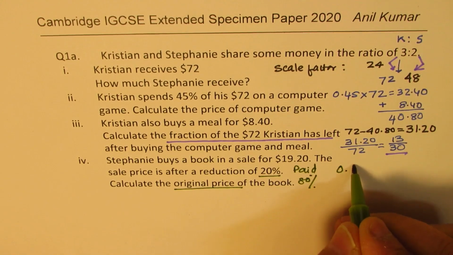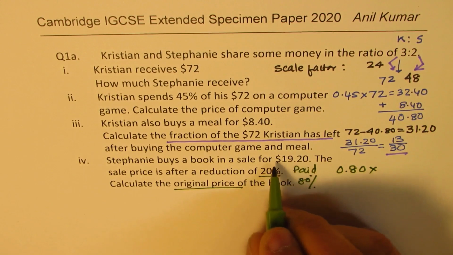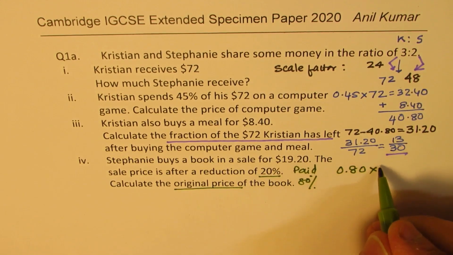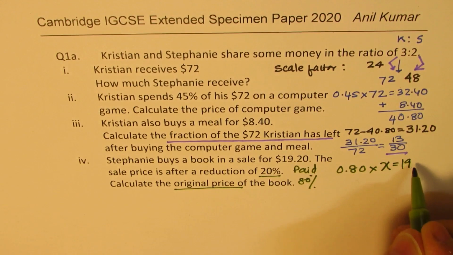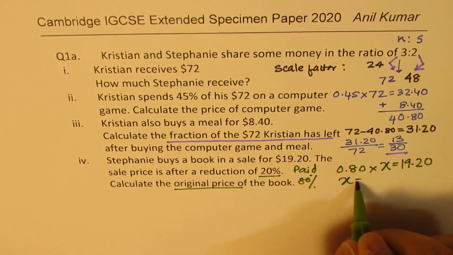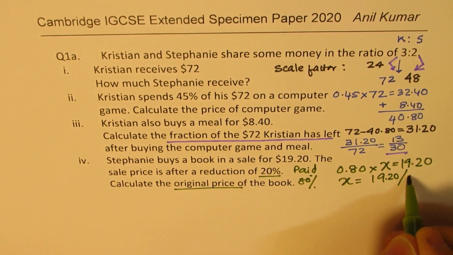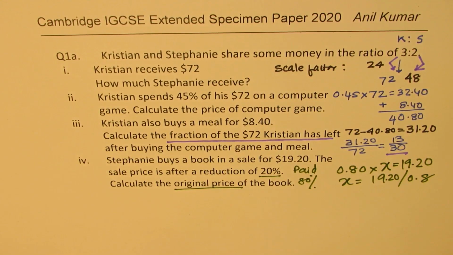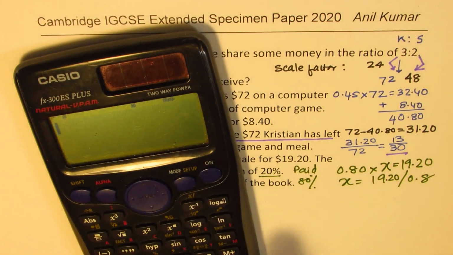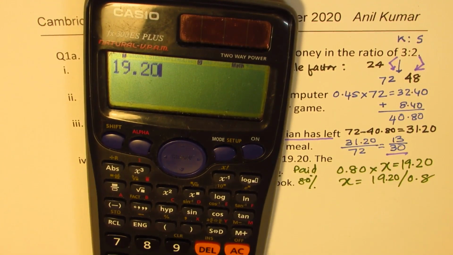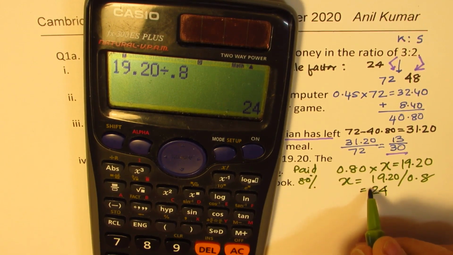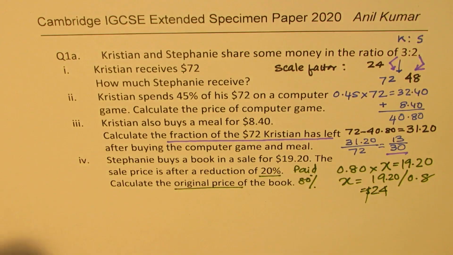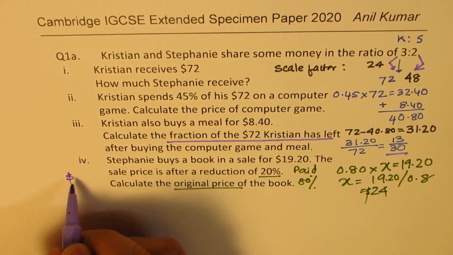So that means 80% means 0.80 times the original amount, which is X, should be equal to 19.20, right? So X will be equal to 19.20 divided by 0.8. So you'll get a higher amount. Perfect. Does it make sense to you? So we'll do 19.20 divided by 0.8, which is $24. So the original price is $24, correct? So we get all our answers. So the answer for this is $24.